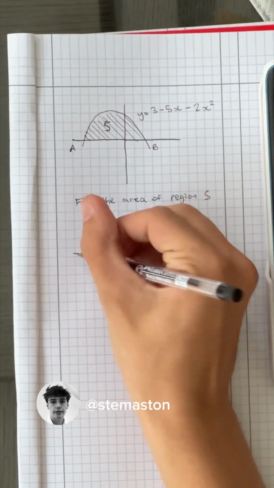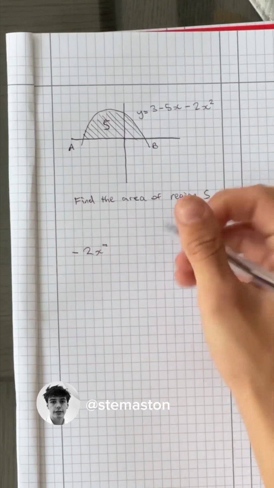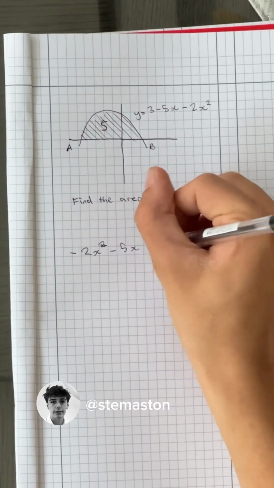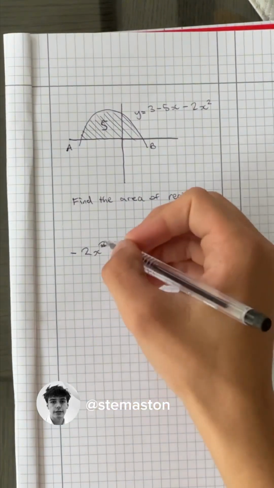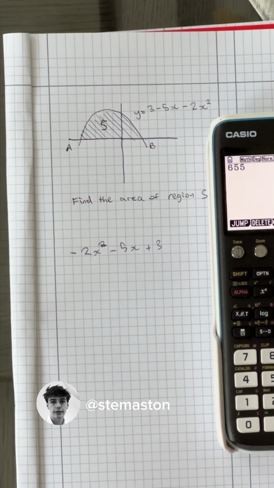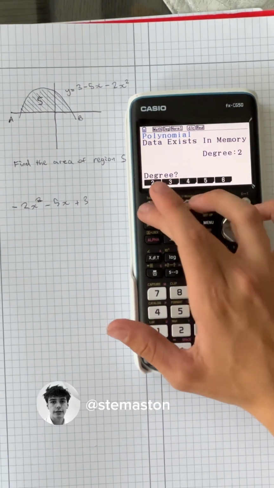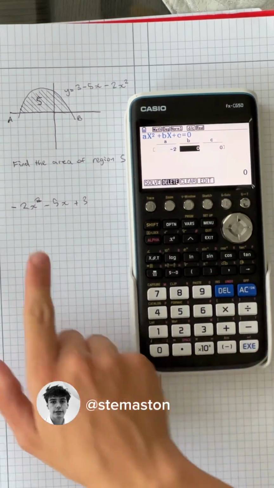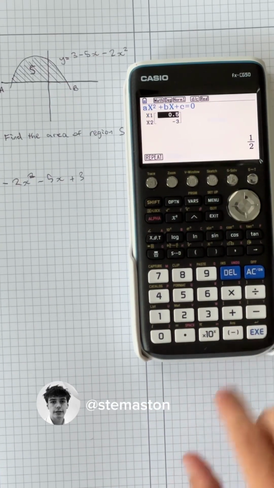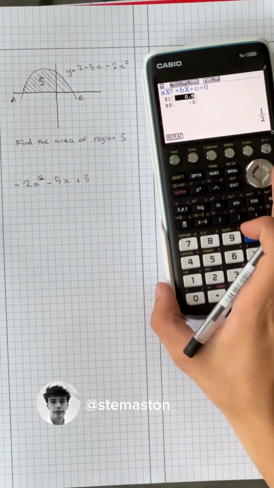So we're going to write out our equation of the line, which is -2x² - 5x + 3. This is our equation of the curve, so we're going to factorize this. In this case, because the question isn't solely to factorize, we're allowed to use the equation function on our calculator. We type in -2, which is our value for a, -5, which is our value for b, and 3, which is our value for c, which gives us the roots 1/2 and -3.